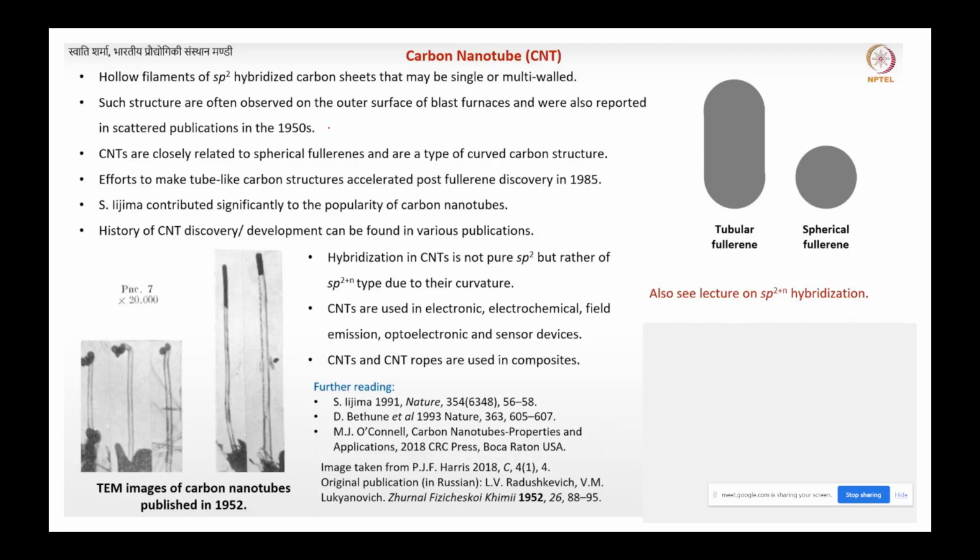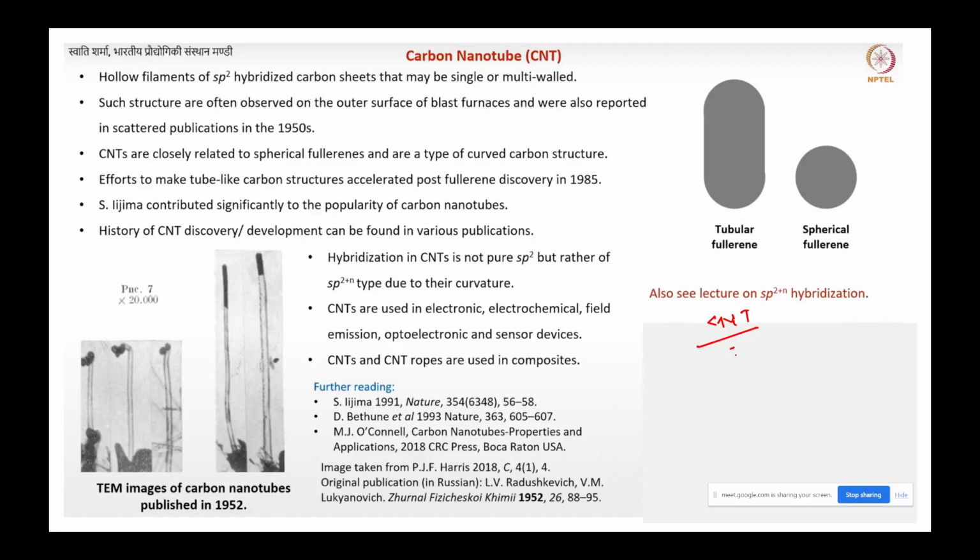Now we have seen the graphene, how the defects are present and what the parameters are, how we can optimize and how we can deposit by using our CVD techniques. So now the next is our CNT. So we have seen the hybridization.